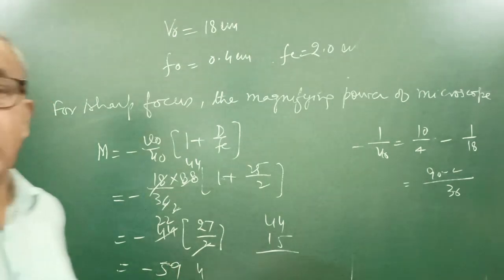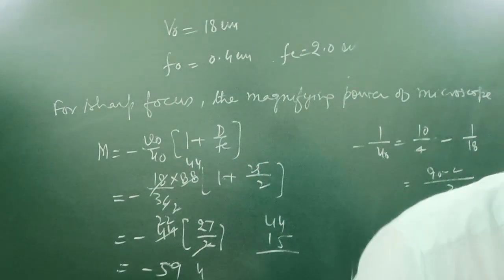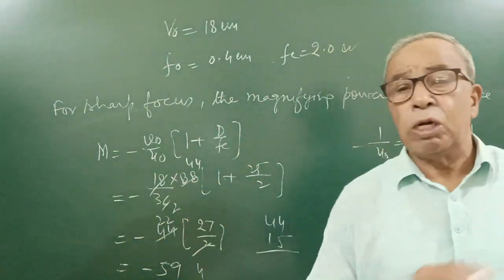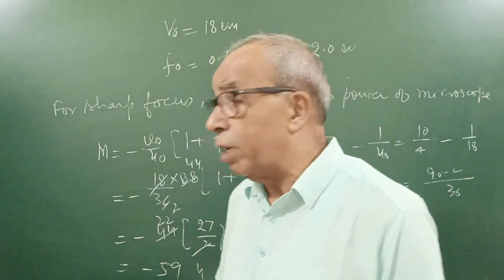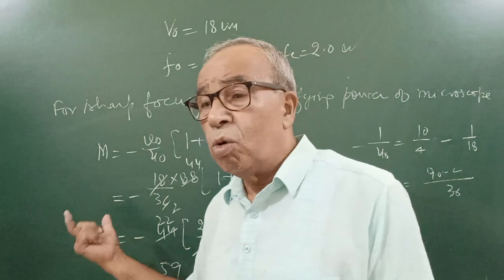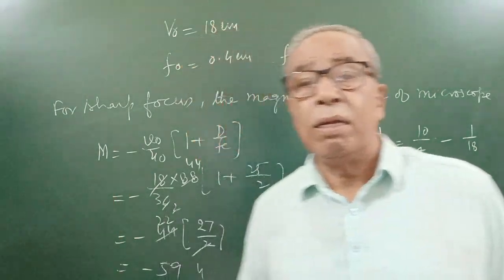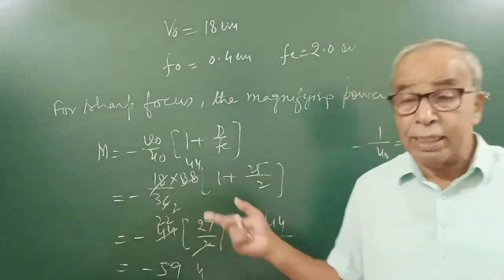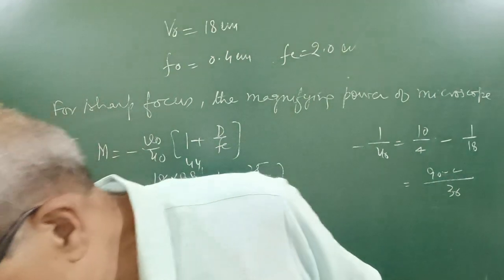So this way these are some simple questions. Please remember the diagram. Draw the diagram two or three times. Generally in the class 12 board exam, you are only asked to draw the ray diagram of image formation when the final image is at D as well as at infinity. Both are equally important. So this was something about the microscope.